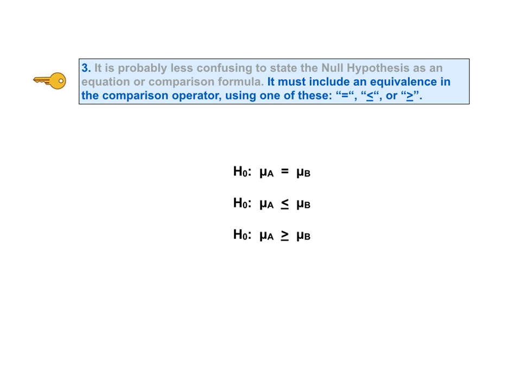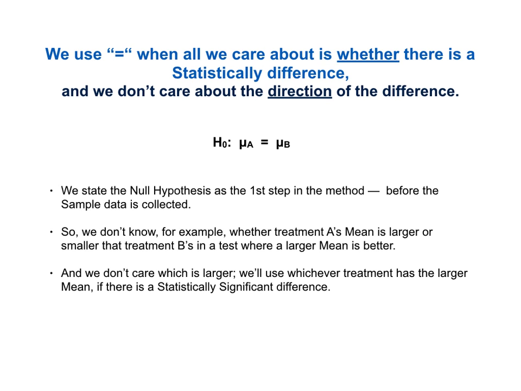For the null hypothesis, there must be an equals in the comparison operator. That is, it must be either an equal sign, a less than or equal to sign, or a greater than or equal to sign. Remember, we state the null hypothesis in the first step in the hypothesis testing method. The sample data has not yet been collected.